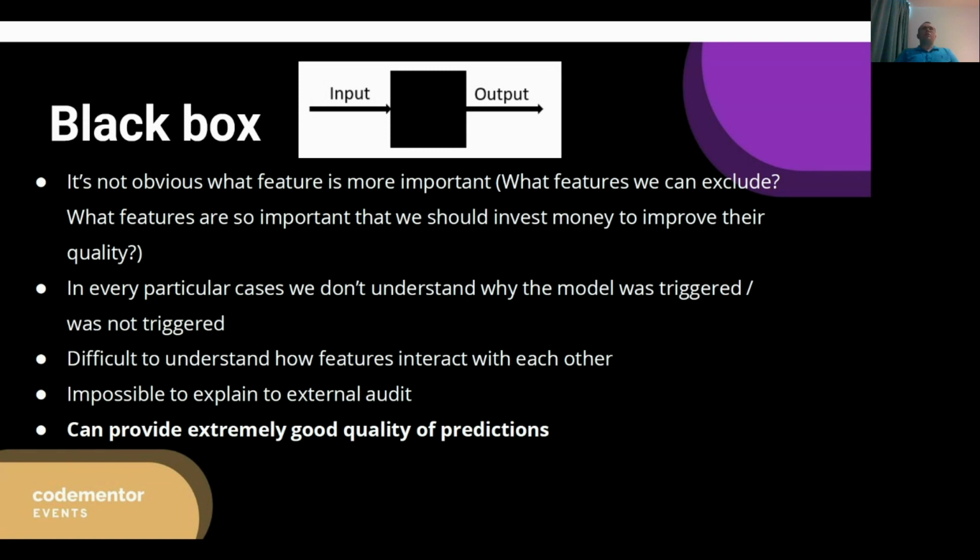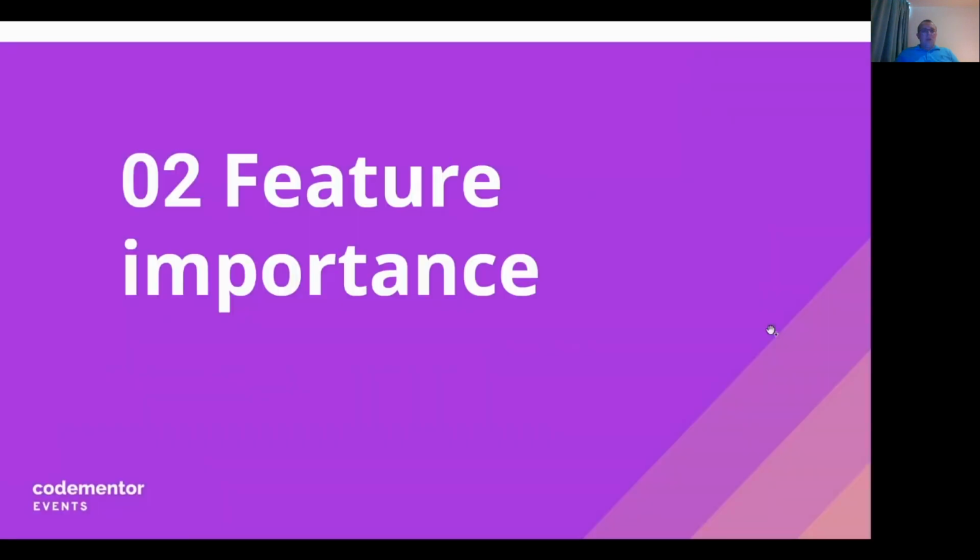The point of today's lecture is that it's really impossible to improve the quality of prediction of logistic regression, at least significantly. But we can at least try to make a black box much more transparent, and we can try to explain it to all these audits, to our management, etc. So the first thing which you can use for this is feature importance.